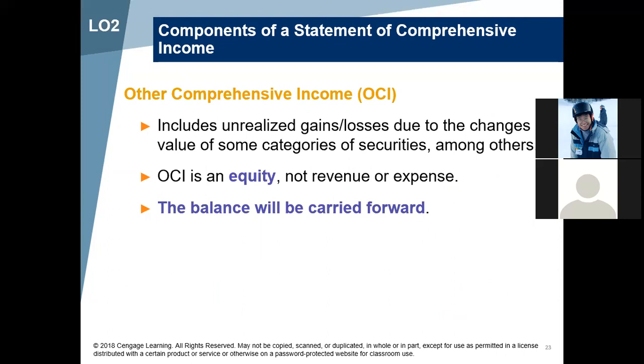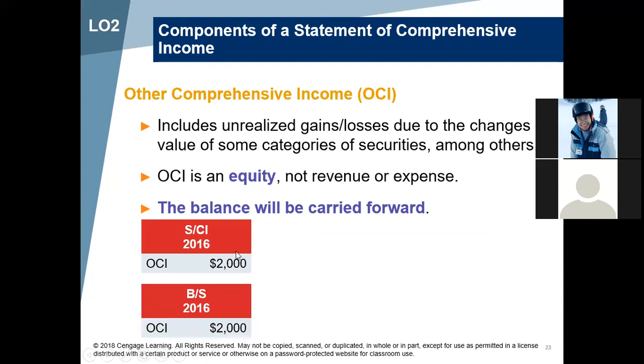What are them? You have unrealized gains and losses due to changes in some categories of securities. So, meaning you have here investment. Okay? OCI is an equity. Take note, not a revenue or expense. Balance will be carried forward. Okay? Other comprehensive income is an equity, not a revenue or expense. The balance will be carried forward. All right.